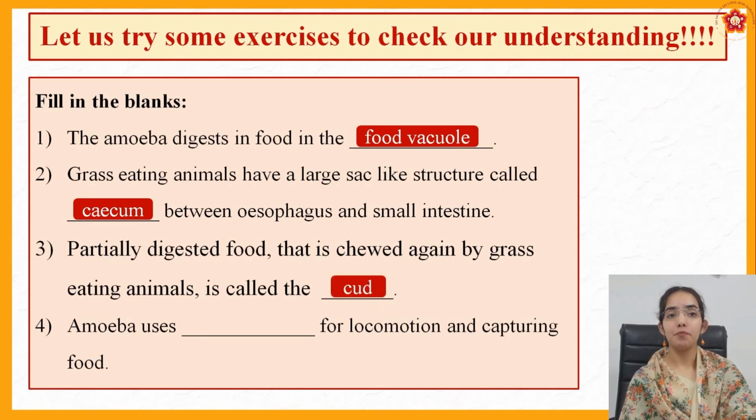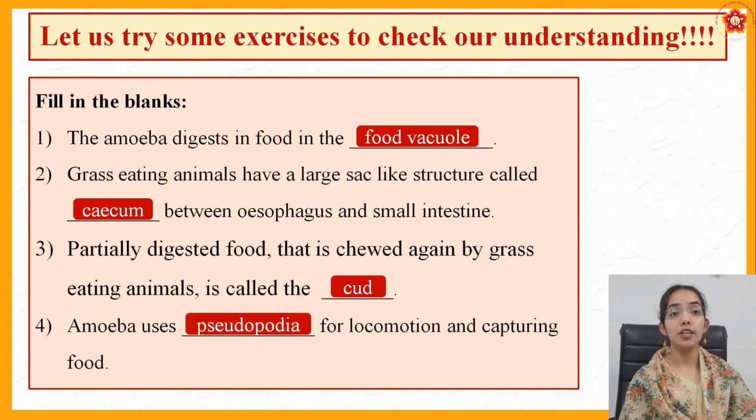The last fill-up. Amoeba uses dash for locomotion and capturing food. So we studied about the false feet of amoeba. What is it called? It is called pseudopodia. Okay, so it is using its false feet called pseudopodia for capturing food and for moving around, that is locomotion.